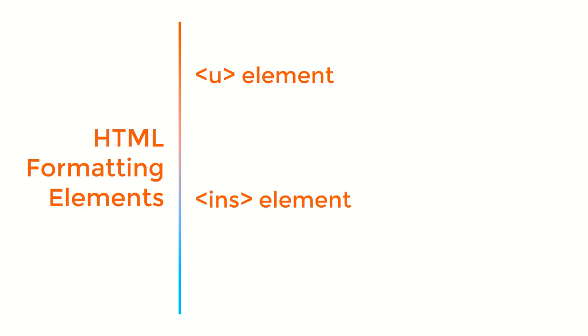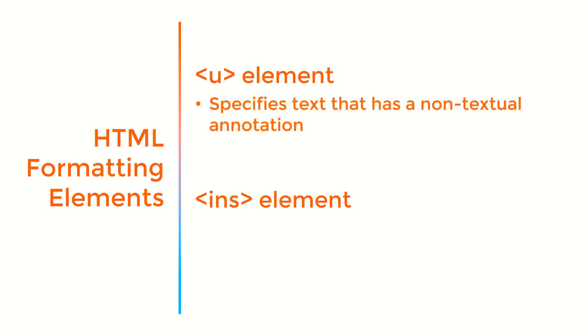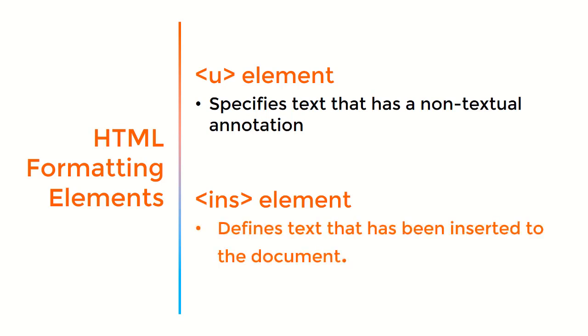Both the U tag and the INS tag display underlined text. However, the U tag specifies text that has a non-textual annotation, that is, words or fragments of text that need to be presented differently. This could be misspelled words, for example, so that the user can correct them. This is a redefinition this tag received in HTML5. Originally, it was used to identify text that should be underlined. This use is, however, deprecated. The INS tag, on the other hand, defines text that has been inserted to the document.